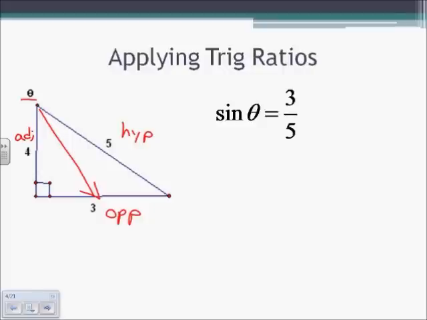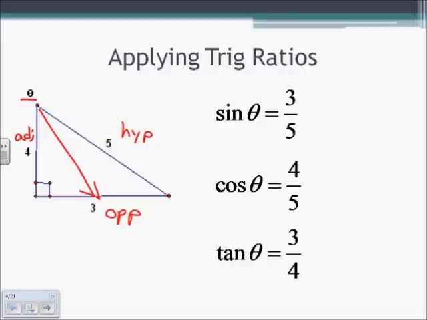If I was going to do cosine next, which we are, I would take the adjacent side over the hypotenuse, because cosine is adjacent over hypotenuse. So that would give us a cosine of theta of 4 over 5. Lastly, talking about tangent, if we have tangent as opposite over adjacent, then the tangent of theta will be 3 over 4. So this is applying the trigonometric functions to a right triangle and its sides.